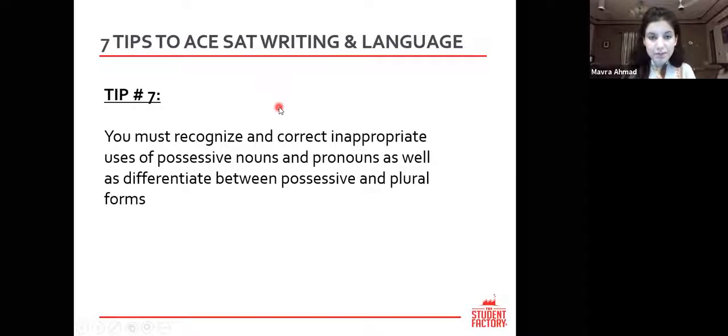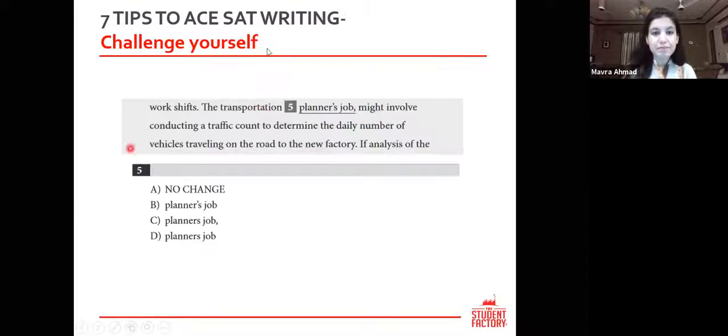Let's have a look at this example question for tip number 7. The transportation planner's job might involve conducting a traffic count to determine the daily number of vehicles traveling on the road to the new factory. अब यहाँ पर ये जो underline portion है, इसको हमें देखना है कि हमें इसको originally ये सही है या हमें इसको correct करना है. Do we have to edit it or do we need to keep it the same?